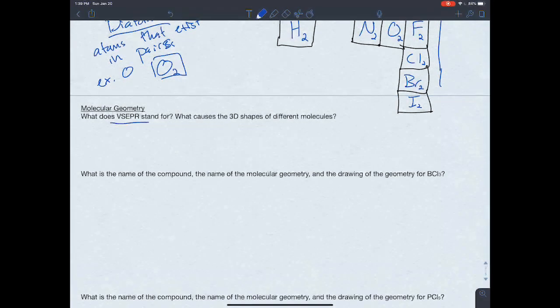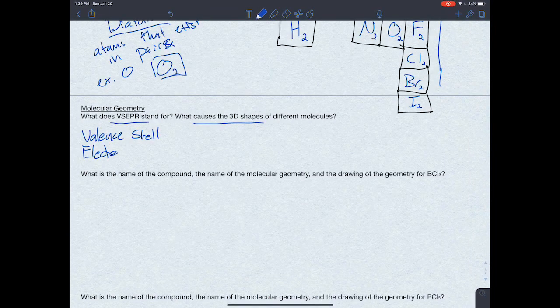What does VSEPR stand for? Now, the reason I'm asking this is not so that you memorize what VSEPR stands for, but rather that you get the broad idea of what causes the 3D shapes of different molecules. Okay, so VSEPR: valence shell electron pair repulsion.